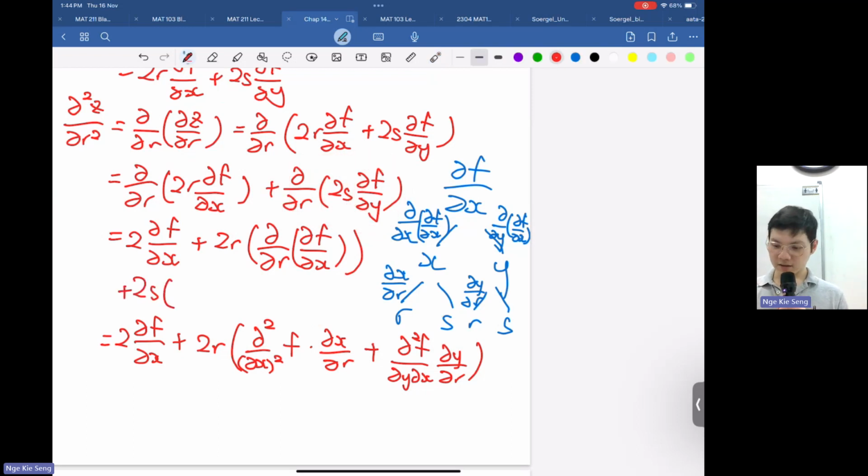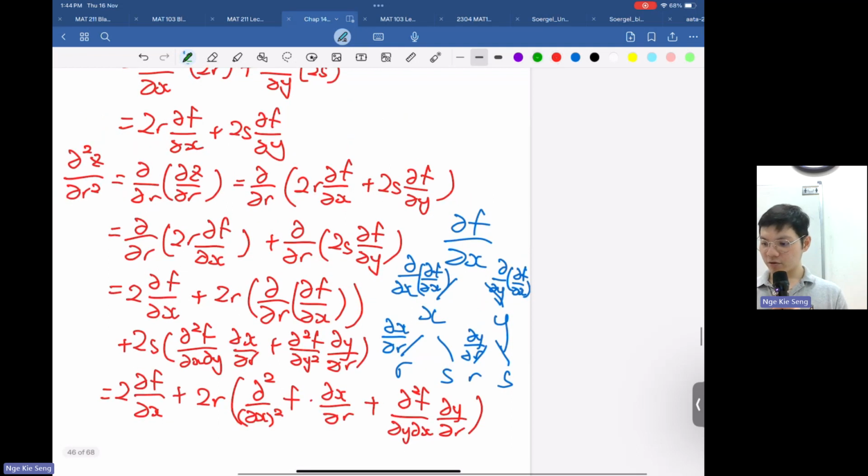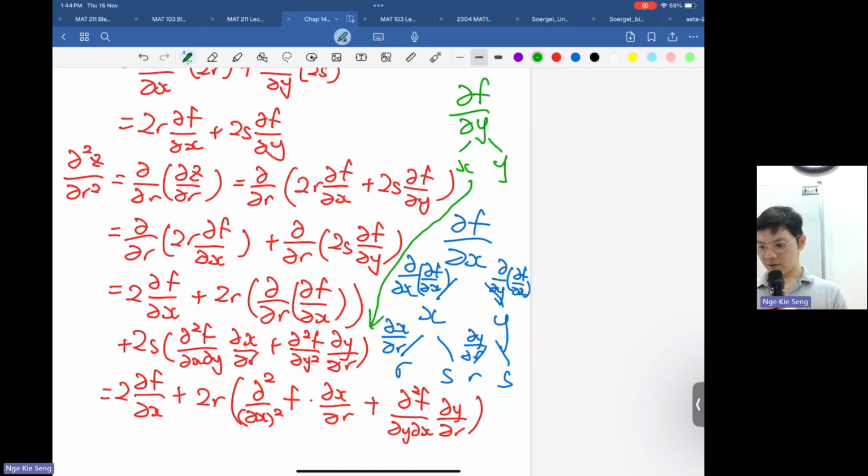You will get del 2f del x del y del x times del r plus del square f del y square times del y over del r. So I urge you to try, and draw out the tree for del f over del y. Please draw out this tree here and then see that you get this combination.